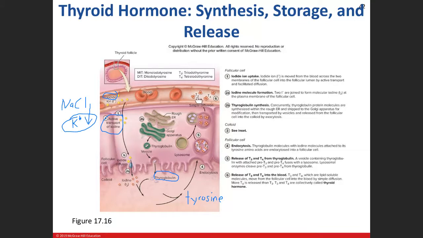T3 is the active form of the thyroid hormone. T4 is going to be the inactive form, but it's going to be in greater abundance. So a lot of times, both the T3 and the T4 molecules are dumped into the bloodstream. T3 is ready to go. T4 is inactive. When that T4 gets to the cells, they will activate it. It'll convert it into T3.